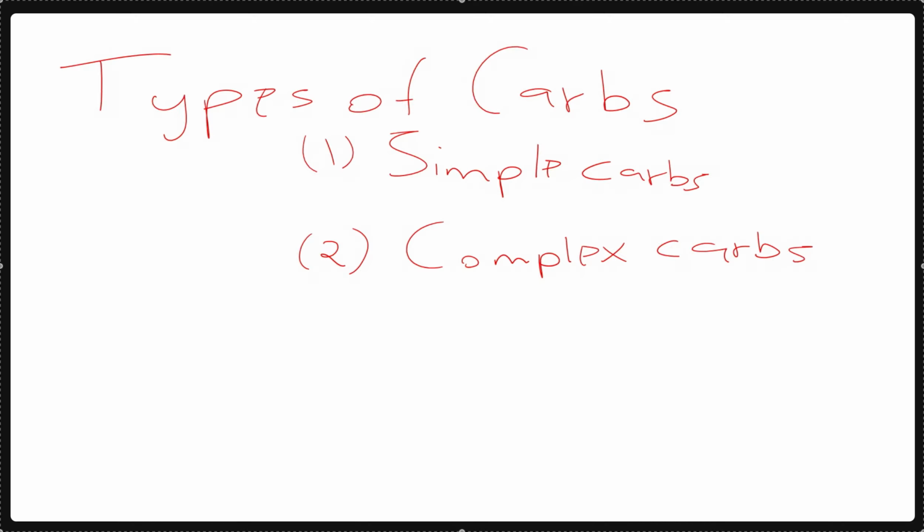So we have simple carbs and then complex carbohydrates. Simple carbs are simple, the way the name suggests, and complex carbs are complex, the way the name suggests. Complex carbohydrates are normally broken down to simple carbohydrates, and the simple carbohydrates are normally absorbed into the circulatory system in the body. We've talked about the circulatory system before.